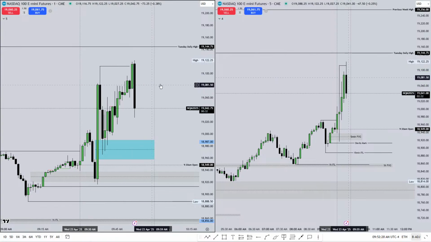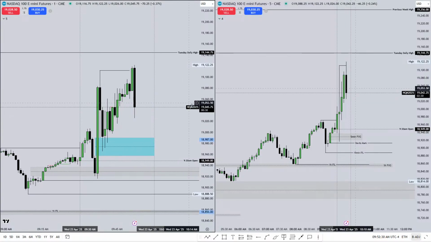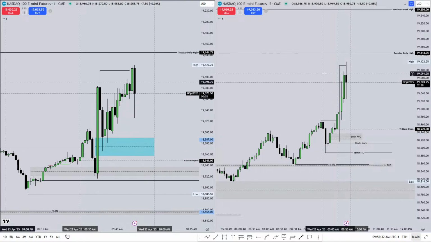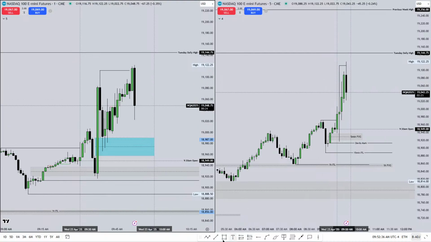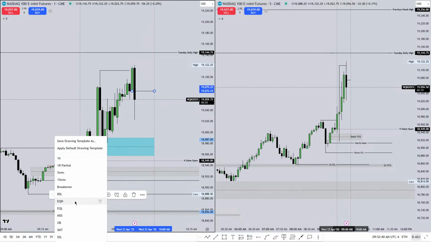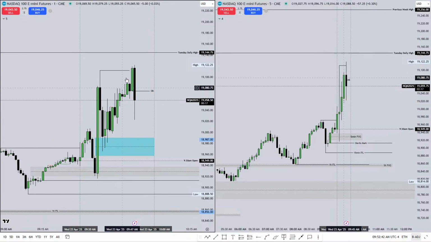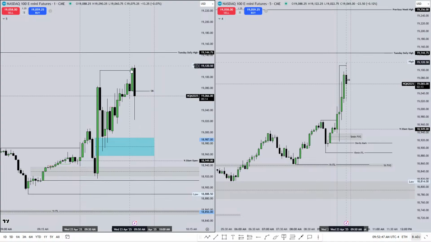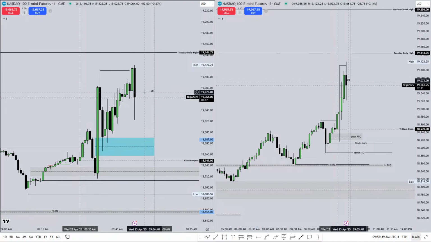Okay, so yep, there we go. There's just some interesting volatility right here. If we can displace and close below this, I'd want to see it act as an order block.